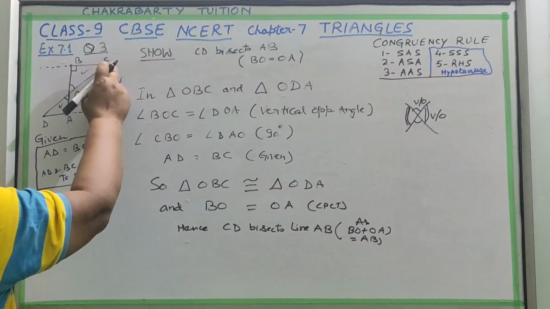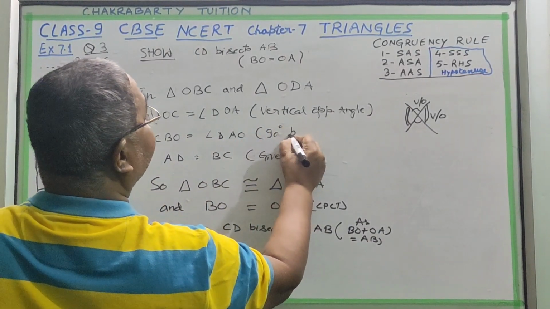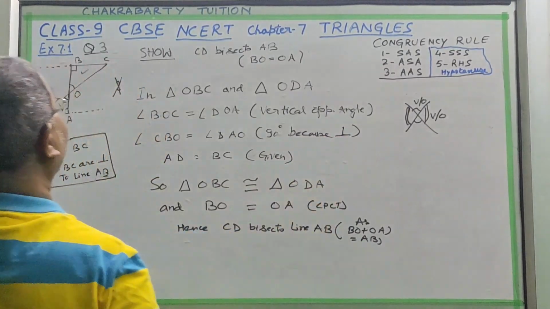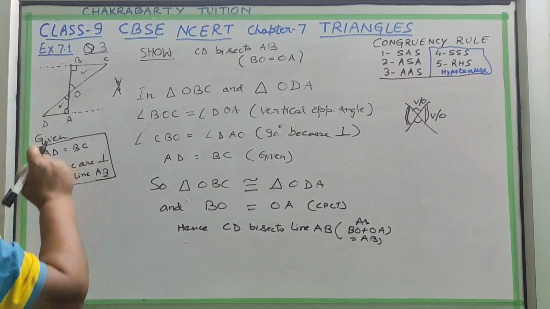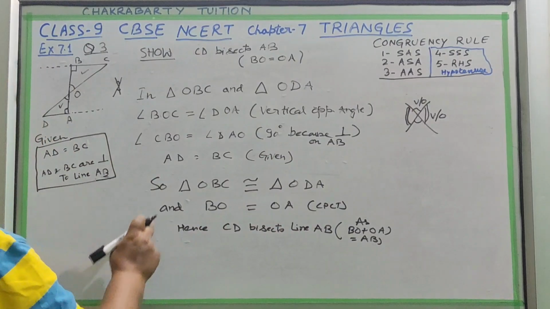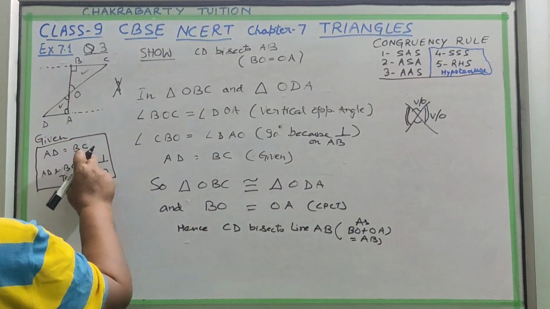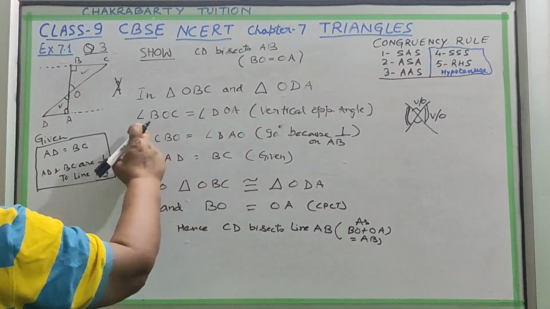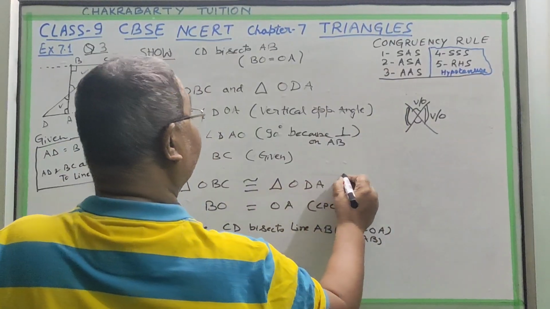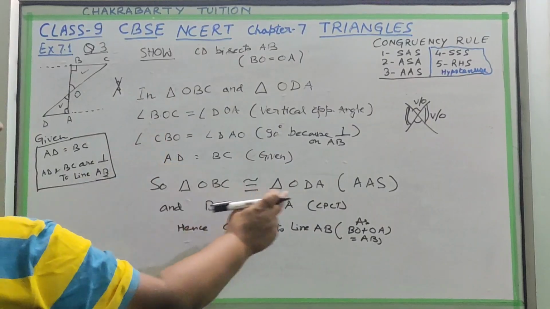Now angle CBO is 90 degrees because it is perpendicular to the line AB. Then AD and BC are equal, it is already given. So what is the criteria? Angle side. Angle side, this is the third one. On this criteria, angle side, the triangles are congruent.